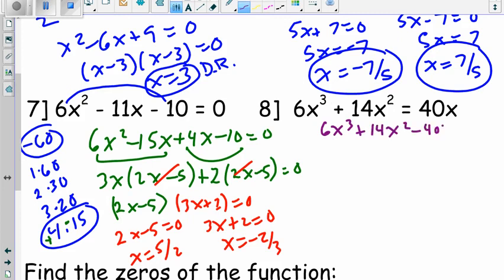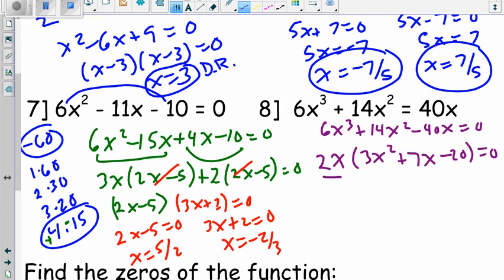Minus 40x. Take a look. Yes, I can factor a number out of everything. Looks like 2 goes out of everything. I can also factor an x out. That's going to leave me 3x squared plus 7x minus 20, set equal to 0. So let's remember this one: 2x equals 0, so x equals 0. There's one of my solutions.